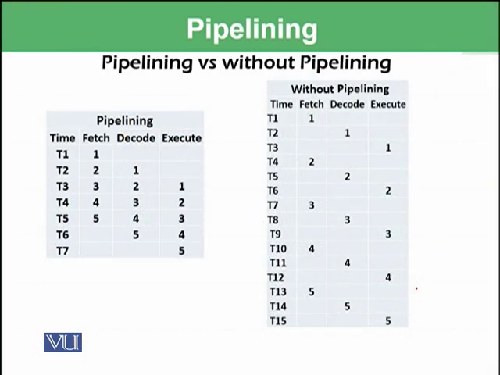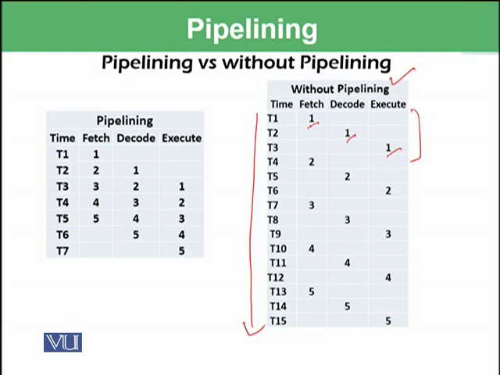So here is an example for you. These are the times, for example, from time T1 to T15, and I want to execute 5 instructions. So without pipelining, what would be the procedure? At time T1, the first instruction will be fetched. At time T2, the first instruction will be decoded. At time T3, the first instruction will be executed. So this means we would need 3 time slots, maybe these are nanoseconds, to complete the first instruction.